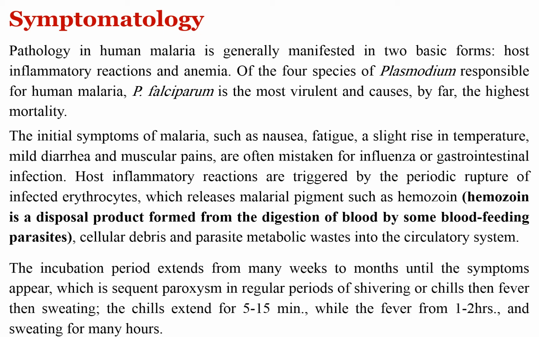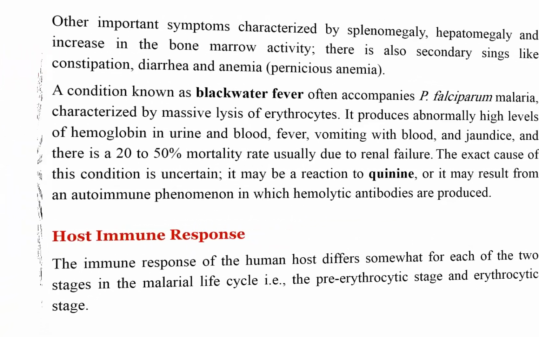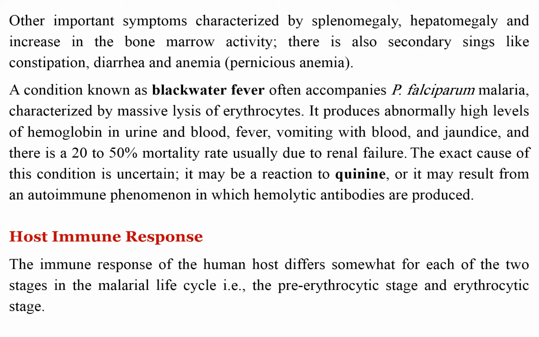المدة الزمنية اللي يطول بها كل عرض من هذه الأعراض يأخذ وقت تقريبا ثابت ومتماثل بالأنواع اللي تسبب الإصابة بالمرض. The chills extend for 5 to 15 minutes while the fever from 1 to 2 hours and sweating for many hours. Symptoms characterized by splenomegaly، تضخم الطحال، hepatomegaly، تضخم الكبد، and increase in the bone marrow activity.